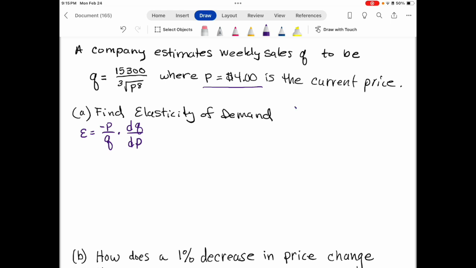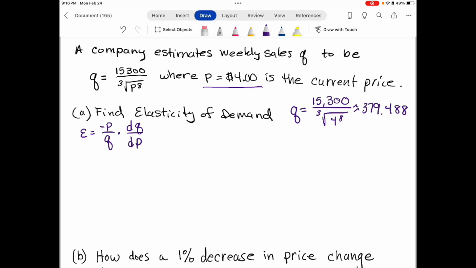So we can find the value of Q when the price is 4 just by plugging into the equation, the cube root of 4 to the eighth. Now when you plug that into your calculator, you should get approximately 379.488. So that's our value of Q.